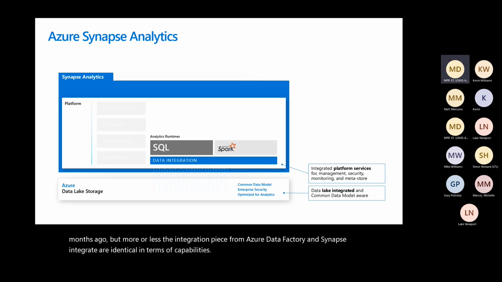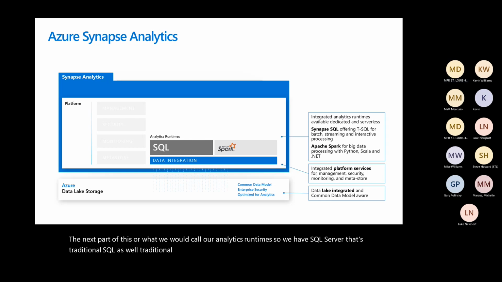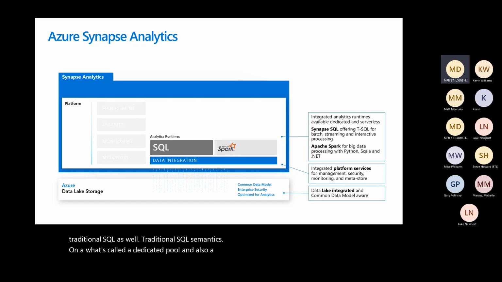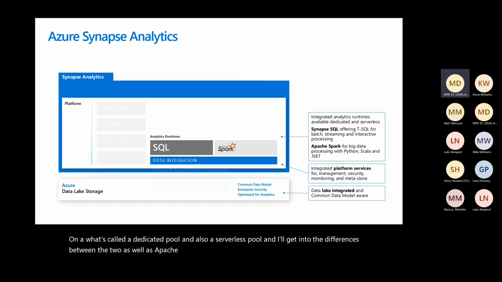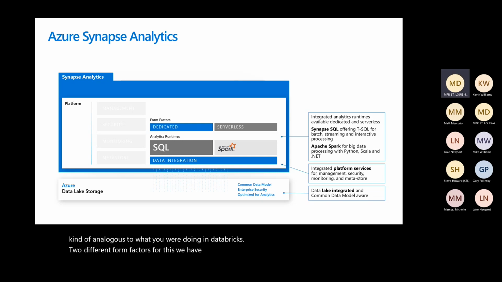The next part of this are our analytics runtimes. So we have SQL, traditional SQL semantics on what's called a dedicated pool and also a serverless pool, and I'll get into the difference between the two, as well as Apache Spark, open source Spark right now, built in here, which is kind of analogous to what you were doing in Databricks. Two different form factors for this. We have dedicated SQL pools, which are essentially just what used to be Azure SQL Data Warehouse, that's what that is.